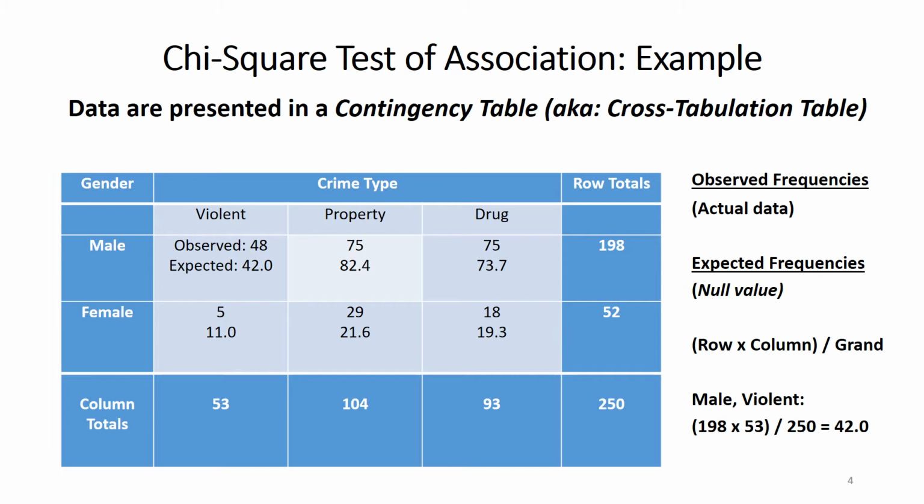And you could go through and see how that matches for each of the expected frequencies throughout this contingency table. So that's just sort of a glimpse at the mathematics behind what's going on in a contingency table and this comparison between observed and expected frequencies. So let's go ahead and jump ahead to looking at what SPSS presents for us when we run a chi-square test of association.